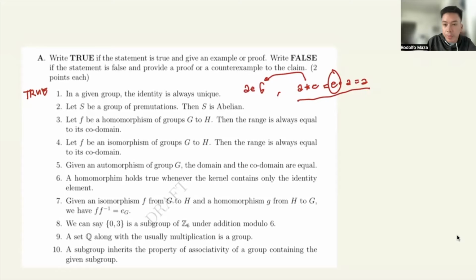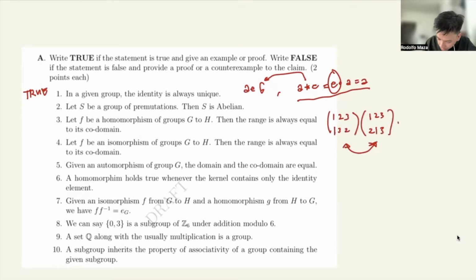Number two, let S be a group of permutations, then S is abelian. In fact, a group of permutations is not abelian. Let's say S is together with the binary operation, for example, you have 1, 2, 3 over 1, 3, 2. If you multiply that with the permutation 2, 1, 3, the result is not the same if you swap the places.